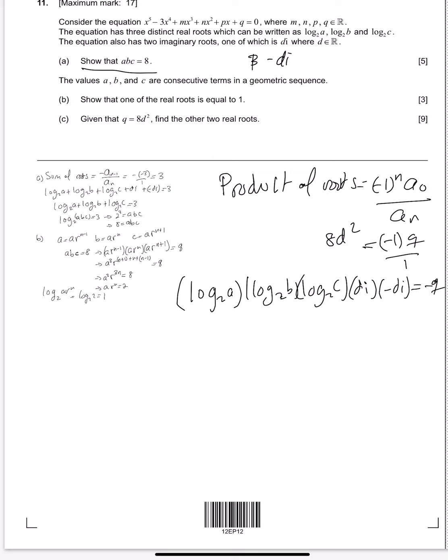Minus q. Okay. D times d, so this is minus d squared I squared, which will be minus d squared times minus 1, which will equal d squared. I just had the experience of going too quickly and forgetting the minus, so I would recommend that you take the time to get it right.